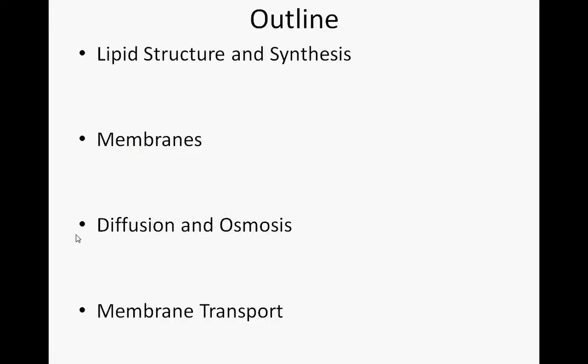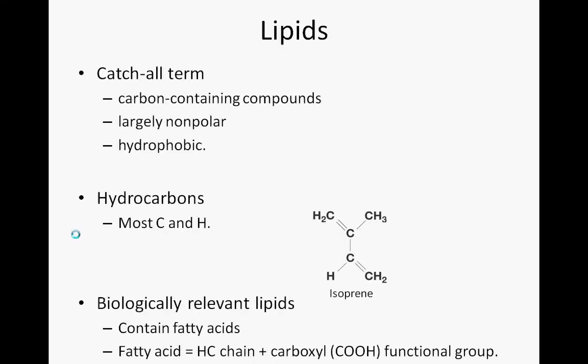Okay, so we're going to talk about lipids, their structure, how they're made, and most of the time we're going to spend talking about membranes and how chemical compounds get across membranes. A lipid is a catch-all term for organic compounds that are largely nonpolar and principally hydrophobic. Most lipids are hydrocarbons, meaning they're essentially made of carbon, hydrogen, and not a whole lot else.